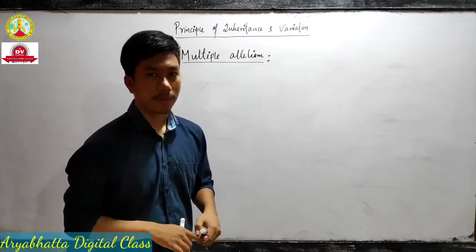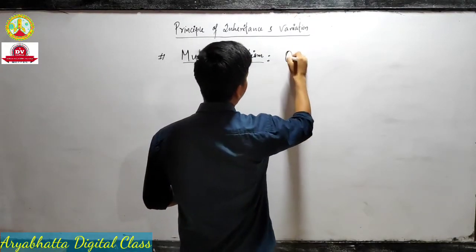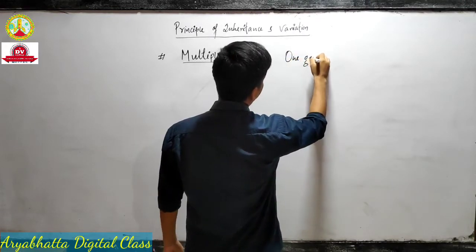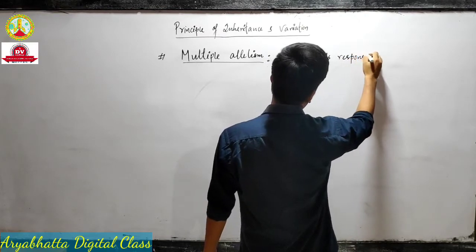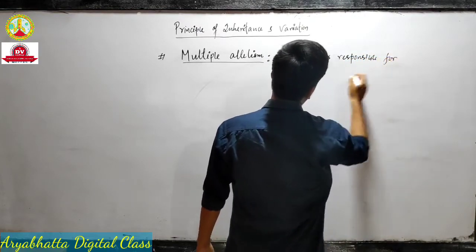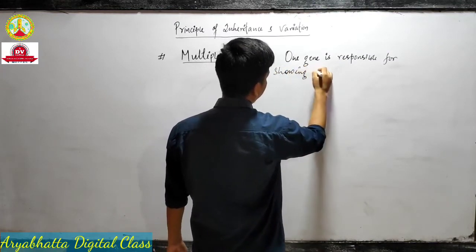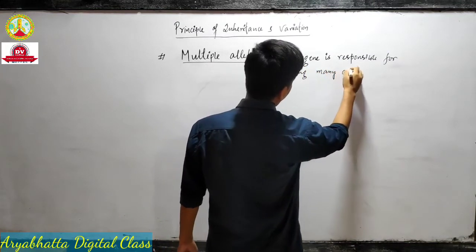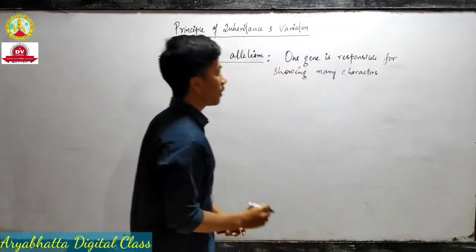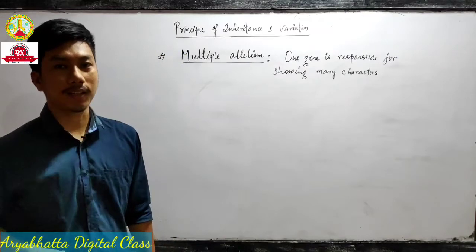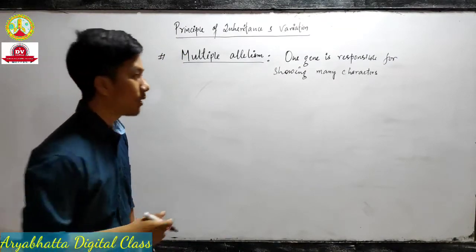First we need to know the definition. What is multiple allelism? Multiple allelism means one gene is responsible for showing many characters. Okay, one gene is responsible for showing many characters. That means multiple allelism. Now where do we find multiple allelism?